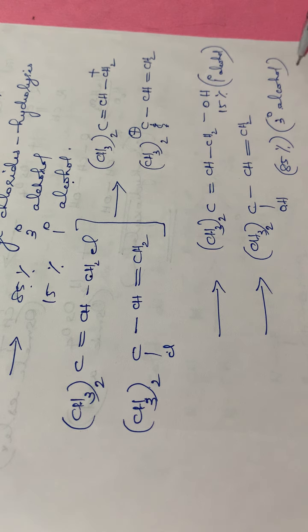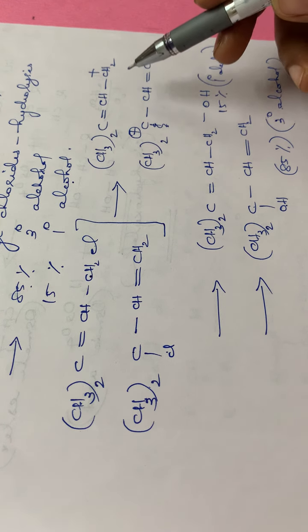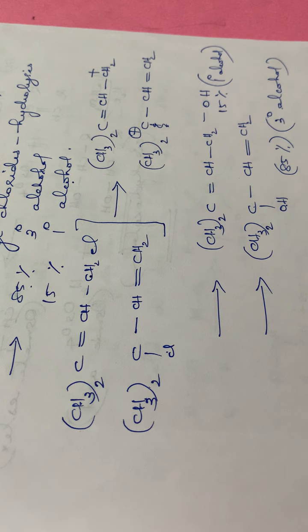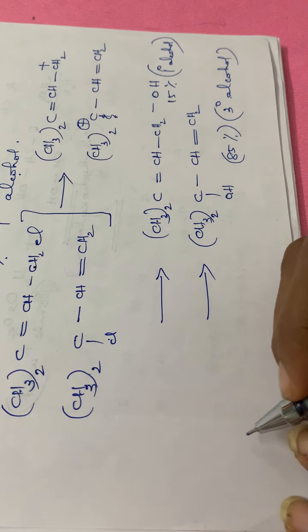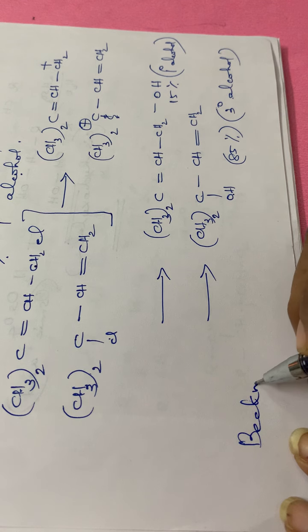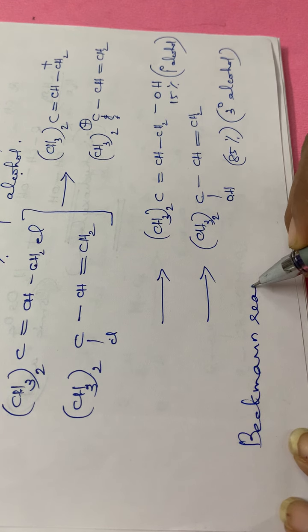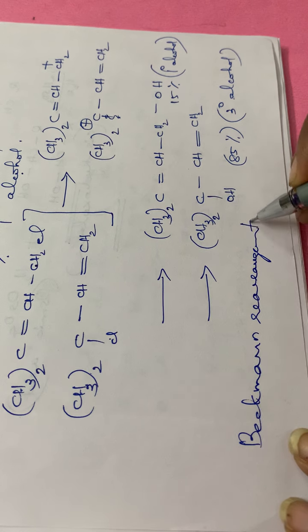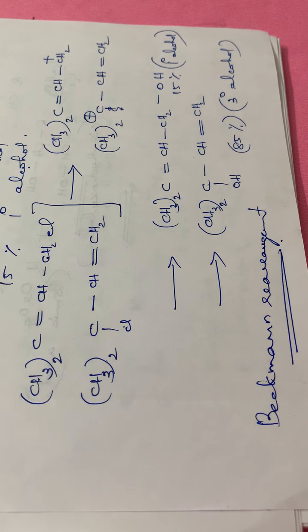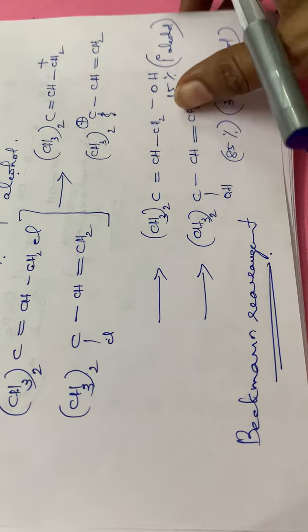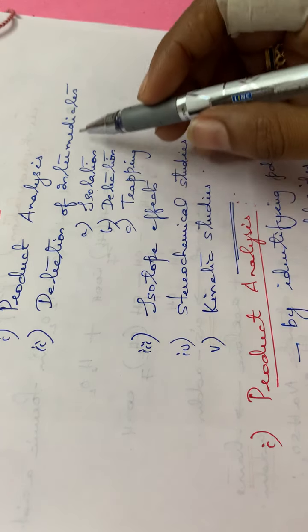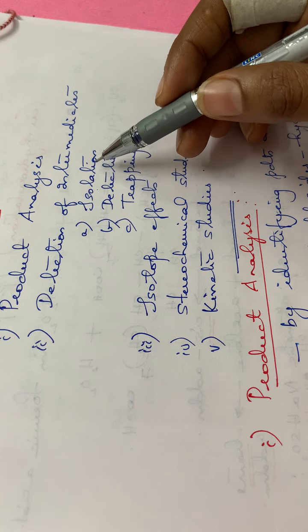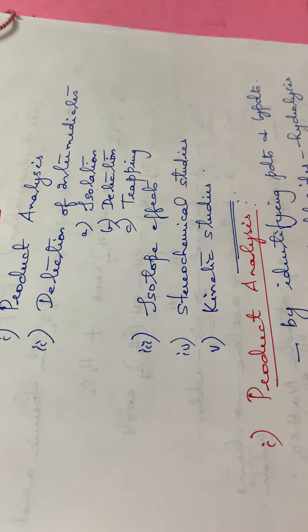So in this way, by identifying these products and byproducts, we can determine the intermediate or we can write the reaction mechanism. This product analysis is normally used in the Beckmann rearrangement also. Okay, so this is one method of determining, that is by product analysis. Then the second one, that is the detection of intermediates, and there are three methods: by isolation, by detection, or by trapping.